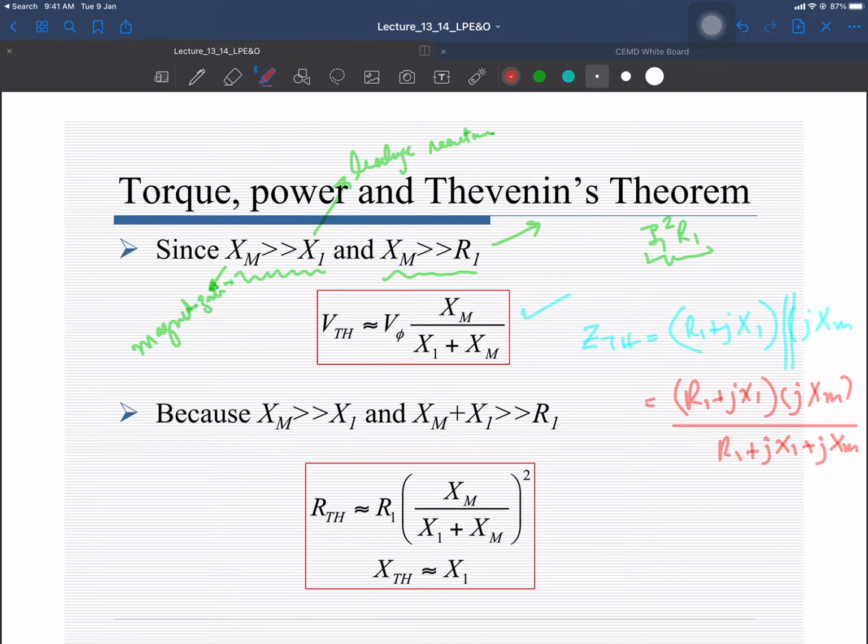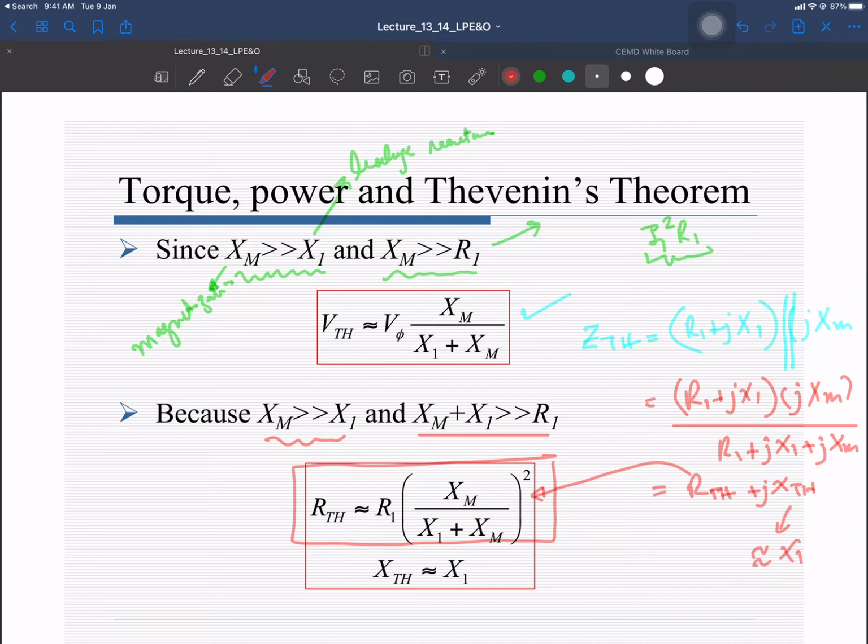Now you can rationalize this expression and separate out the real and the imaginary part. Using the approximation that Xm is quite high as compared to X1, and then Xm plus X1 will be quite large as compared to R1, when you rationalize this expression and represent it in terms of the real and the imaginary part, you will see that R Thevenin is given by this expression, that is R1 into Xm over X1 plus Xm whole square, and the X Thevenin will be nearly equal to X1.